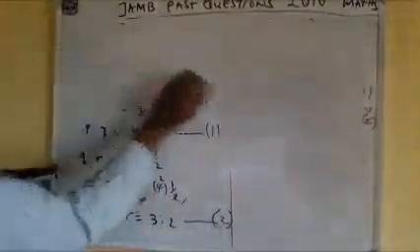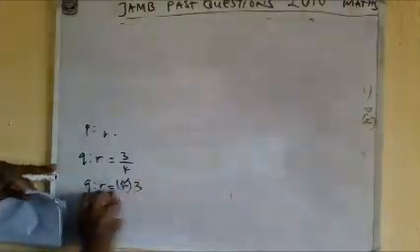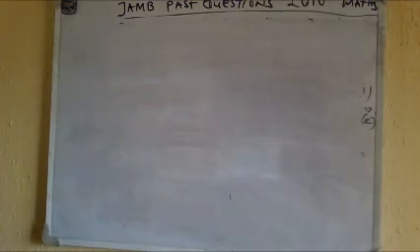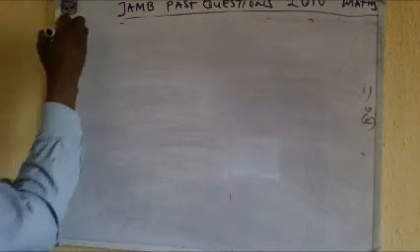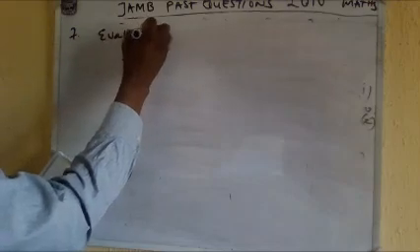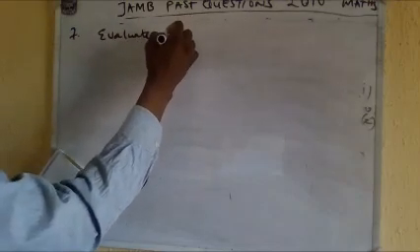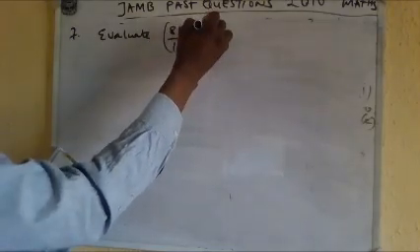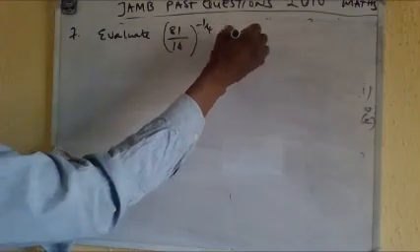So we go to the next question. We are in question 7. Question 7 says evaluate 81 over 16, in brackets, raised to the power minus 1 over 4, times 2 raised to the power minus 1.